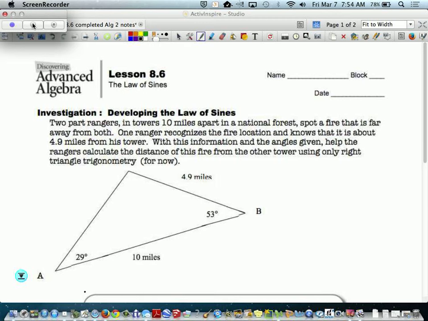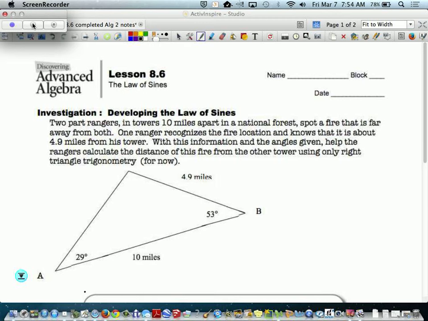Today we're going to look at what's called the law of sines, and this is when we don't have a right triangle. So, I tell students all the time, anytime you have two angles in a triangle, find the third one immediately, even if you're not going to use it in the problem. It might not be one of your answers that you need, but just find it.